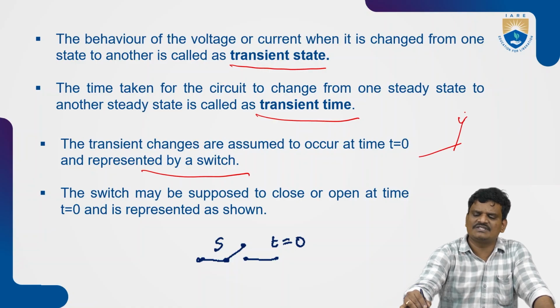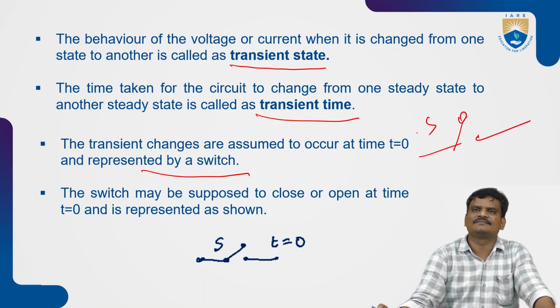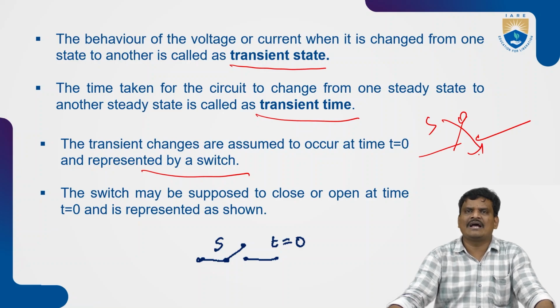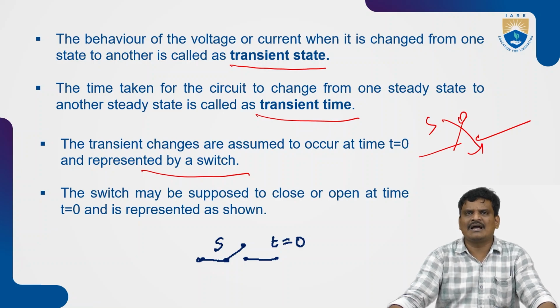In general, the switch in a circuit is represented like this. Switch opening and also switch closing. So what happens when the switch is open? What happens when the switch is closed? We can get the value of transient switching operations in it.